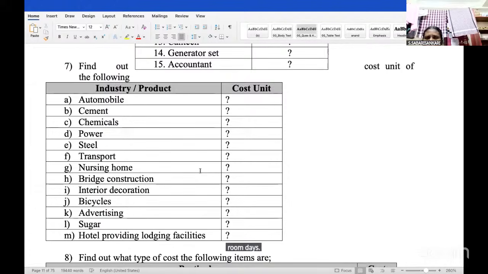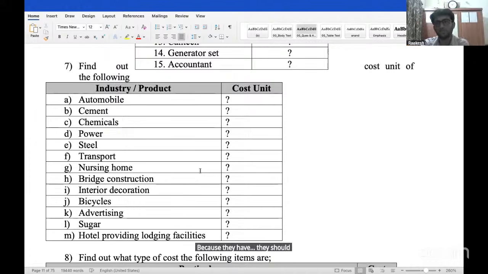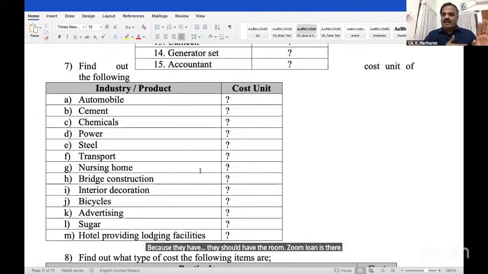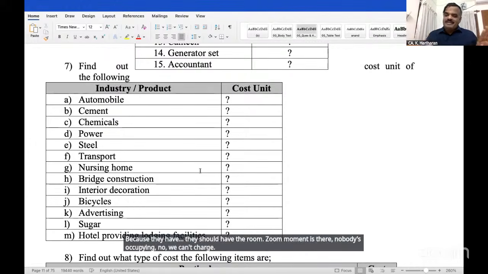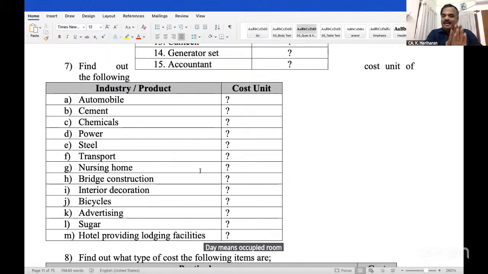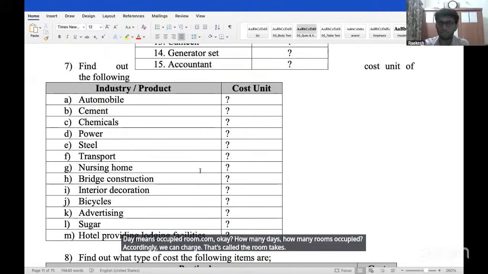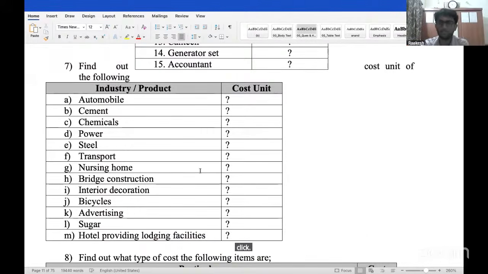Room days, that is called room. Because they should have the room. If the room alone is there and nobody is occupying, we can't charge. Day means occupied room. How many days and how many rooms occupied? Accordingly, we can charge. That's called room days. Okay. Clear? So, cost unit is full and full common sense.